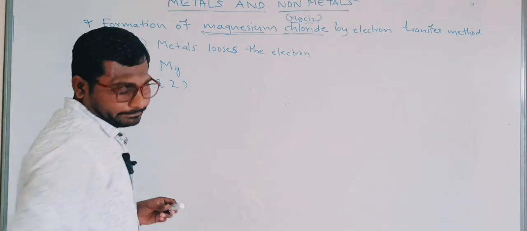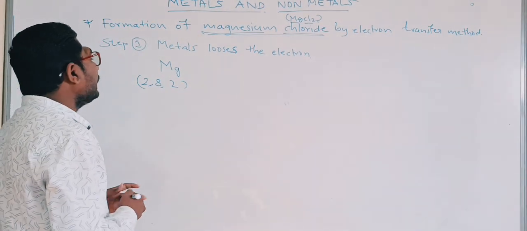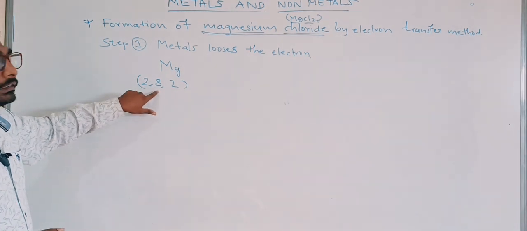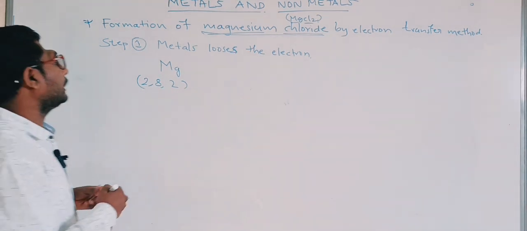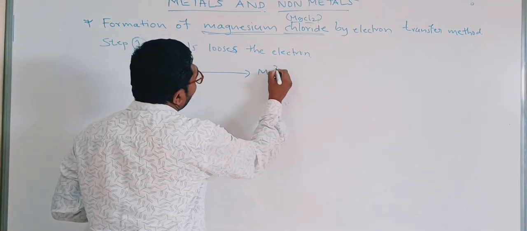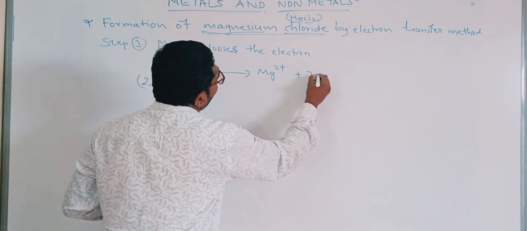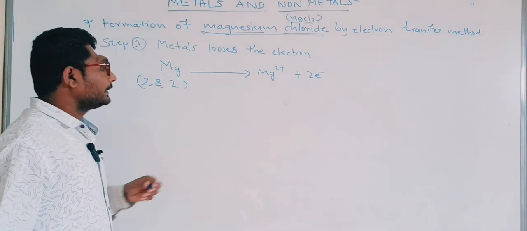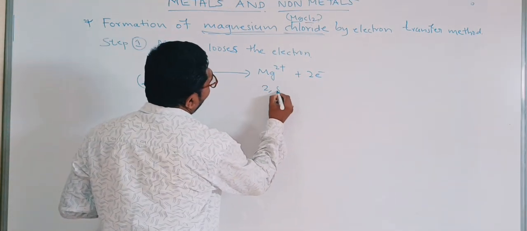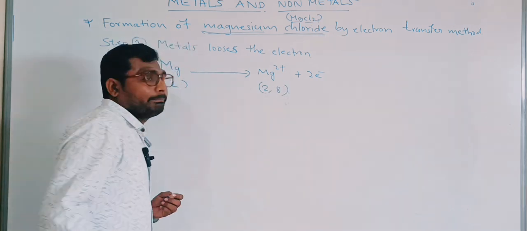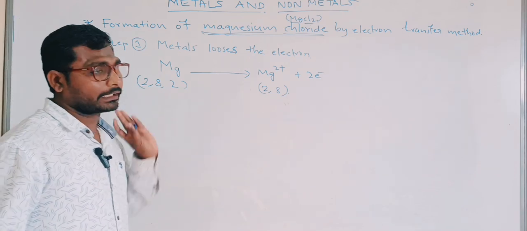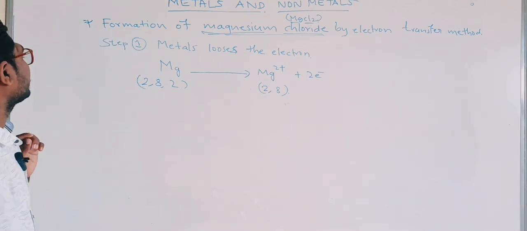It wants to be stable, so it loses the two electrons. Mg becomes Mg2+ plus 2 electrons. The electronic configuration of the magnesium ion is 2, 8. Yes, this is the first step. Magnesium is a metal, it loses electrons. Now I will take step 2.